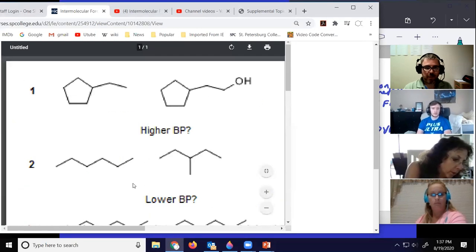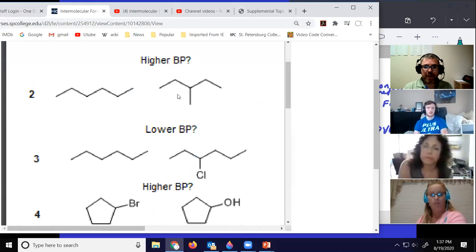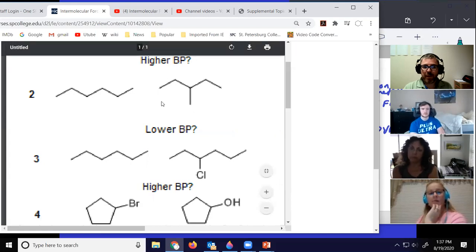I'm probably giving it away here, but it's okay. So looking at this one, these are both van der Waals, but this one's straight chain and this one's branched. See, it's got the branch off it. So the one with the lower boiling point will be the branchy one. Any questions?